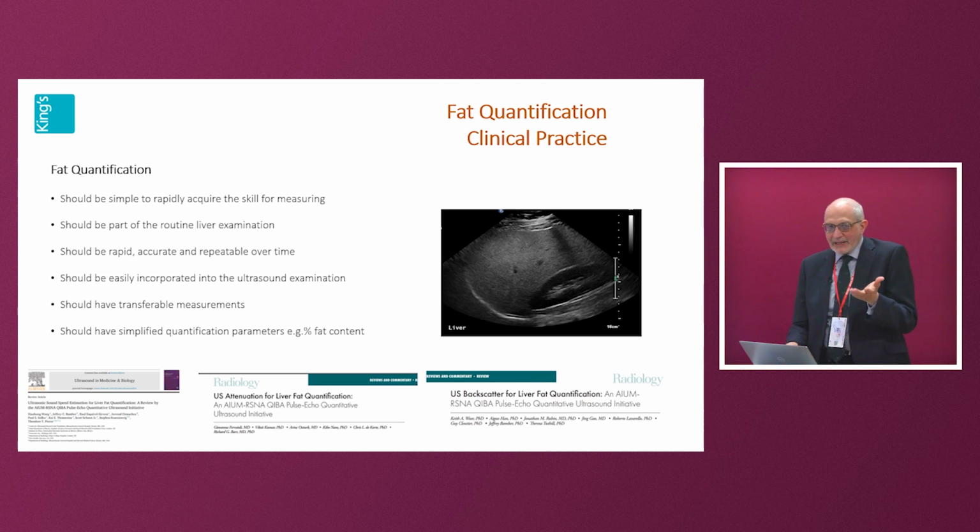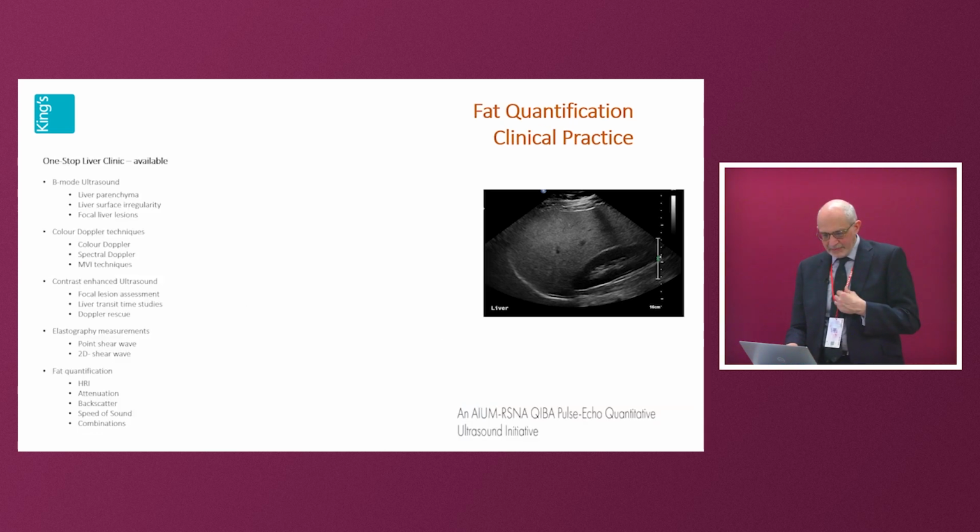And it has to be rapid, accurate, and reproducible. So this is coming as well with all the studies. And you should have transferable measurements. So you're using one machine, you use another one the next time, you're getting the same ballpark figure for all of them. You can't expect people to be using the same machine each time on the same patient in a big busy department. It just doesn't work like that. And you've got to simplify it. So, think of the fat percentage is probably simplified.